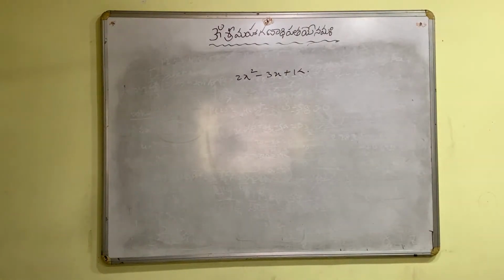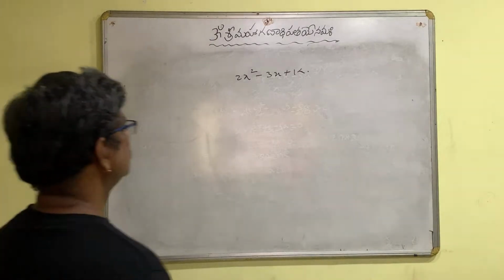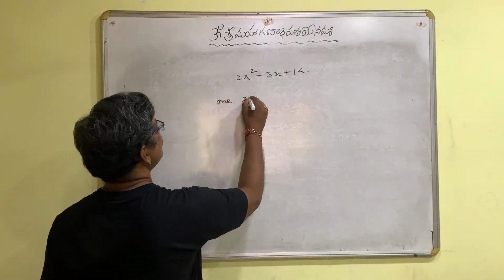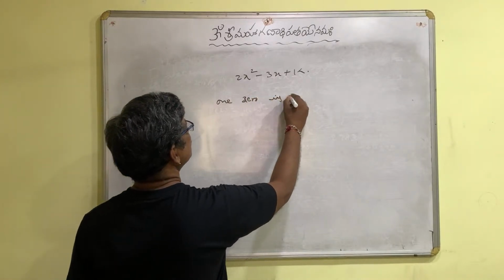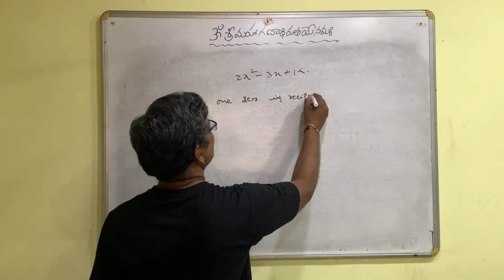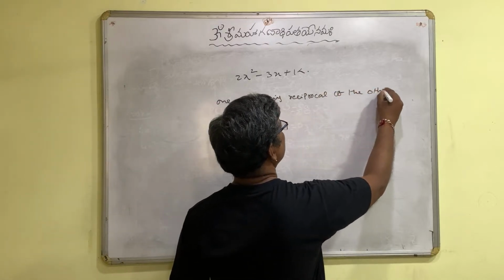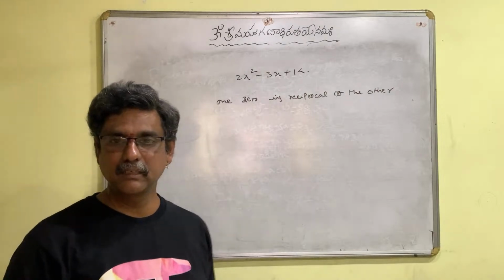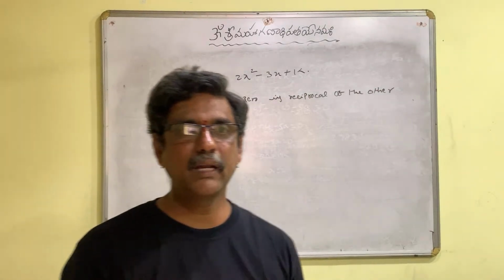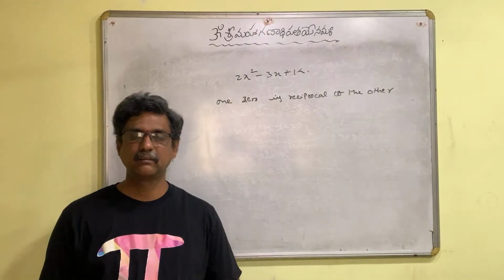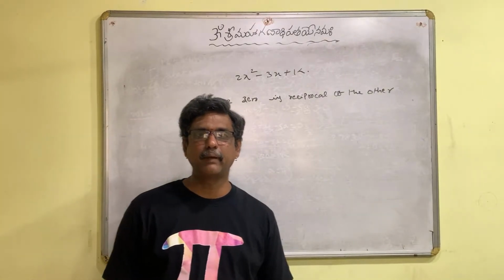And it is given one zero is the reciprocal of the other. Find the value of k. One zero is the reciprocal of the other. What is the meaning of it? What do you mean by that?